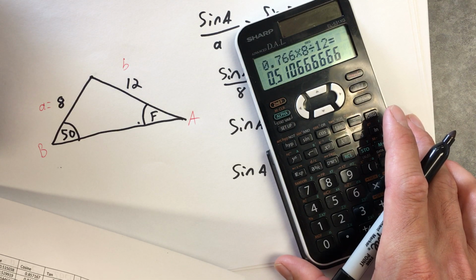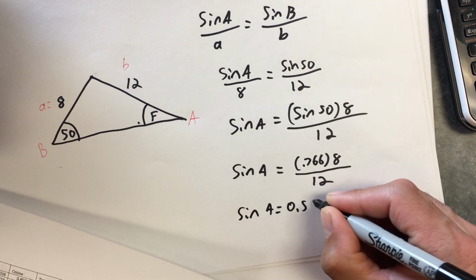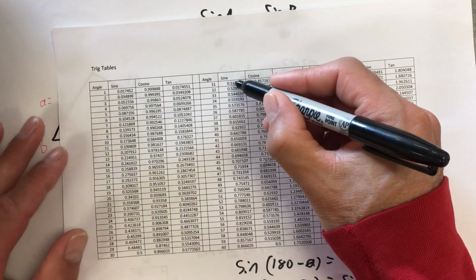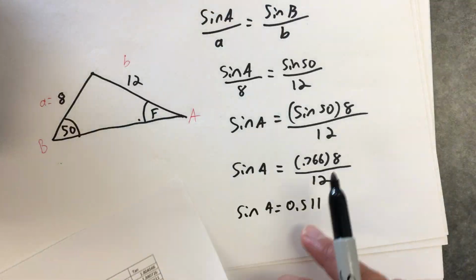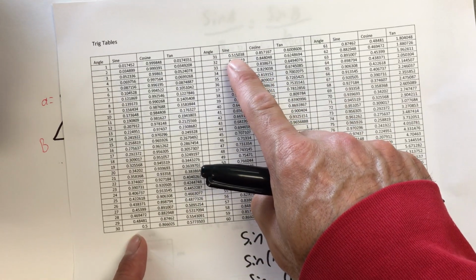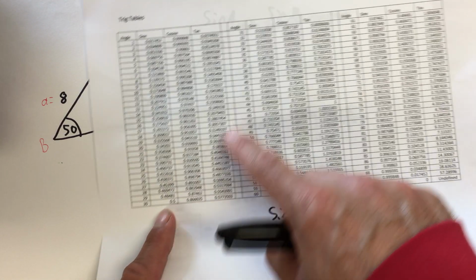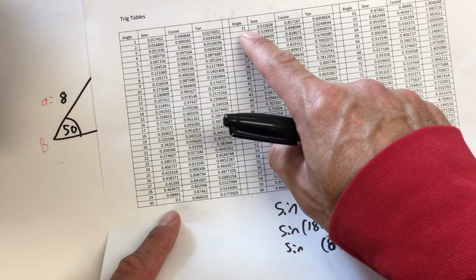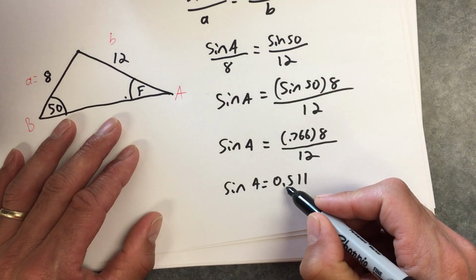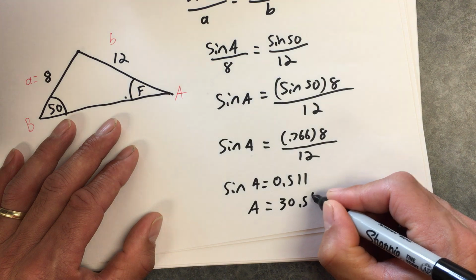That's 0.511. So the sine of angle A is 0.511. So I'm going to look through my sine column for the closest I can find to 0.511. And I think this is it right here, 0.515 or 0.5. The sine of 30 is 0.5. The sine of 31 is 0.515. So 0.511 is right in between them. So I'm going to say it's 30.5 degrees. So if the sine of A is 0.511, then angle A is 30.5 degrees.